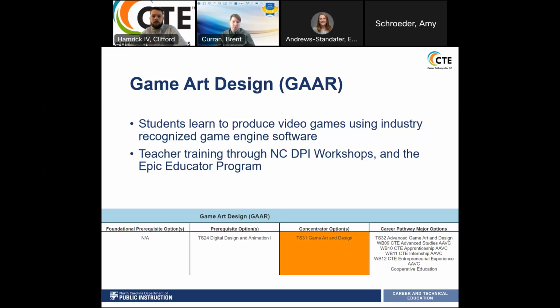So in this pathway, students would start with digital design and animation 1, where they learn the skills to make artwork for their games. Then they will take game art and design, where they will start to implement that stuff into making a game. And then the career pathway major option for this is advanced game art design, where they will try to form a team and kind of run their own game studio inside the classroom, making different levels and demos and stuff throughout their coursework.